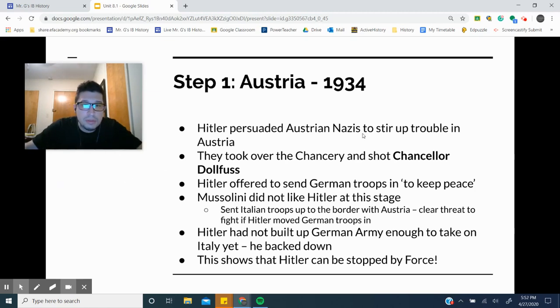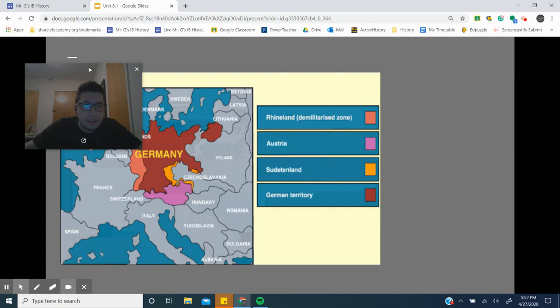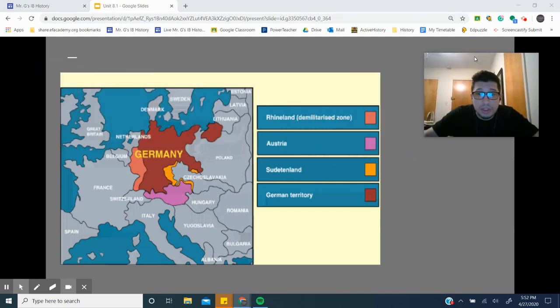Let's move on to step 2. Oh, never mind. So here is a little map of what's going on, right? Obviously, we have Germany here. All right. We have Austria down here in the pink. All right. We've got the Sudetenland over here. That's something that you should remember.